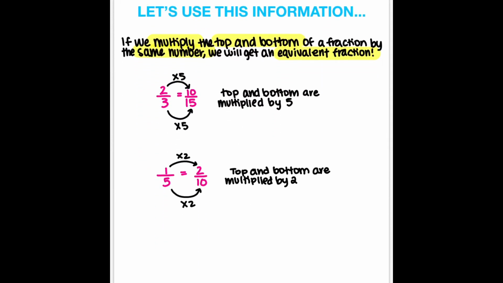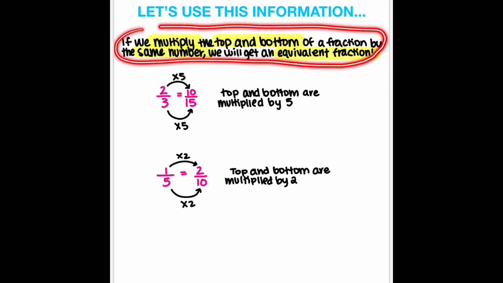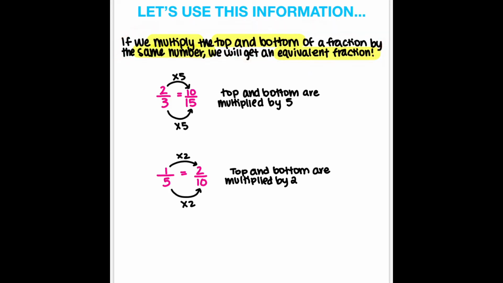Now let's use this information and apply it to equivalent fractions. If we multiply the top and bottom of a fraction by the same number, we will get an equivalent fraction. Let's start with the fraction 2 divided by 3. If we multiply the top and bottom by the same number, we will get an equivalent fraction. That's what it says right here. Let's multiply both top and bottom by 5.